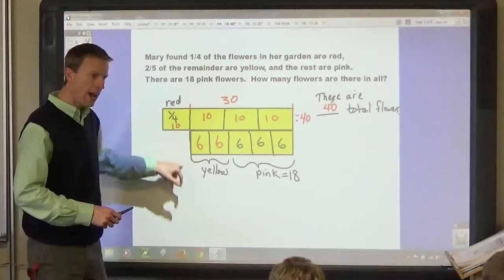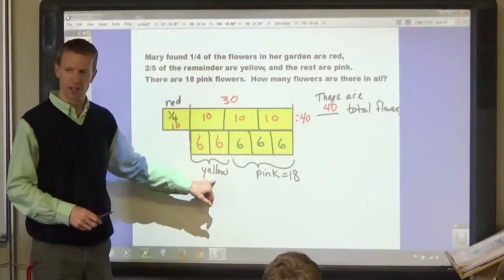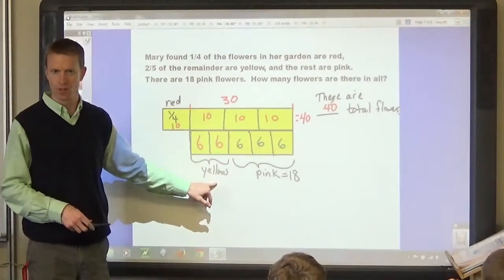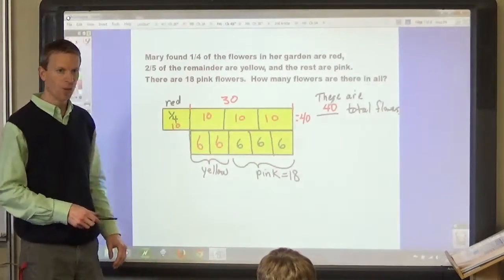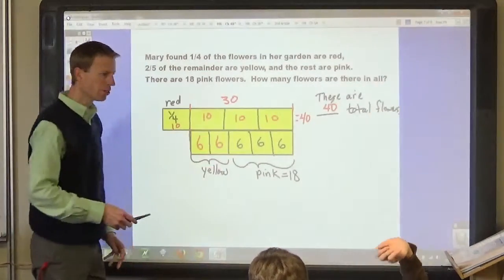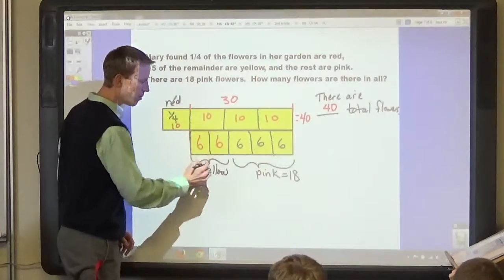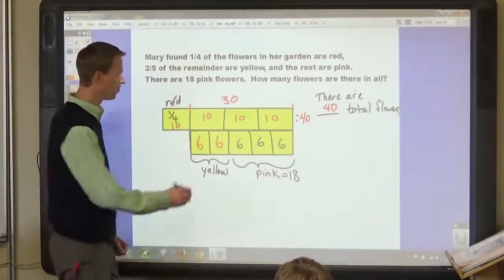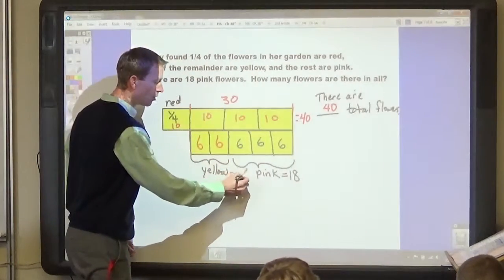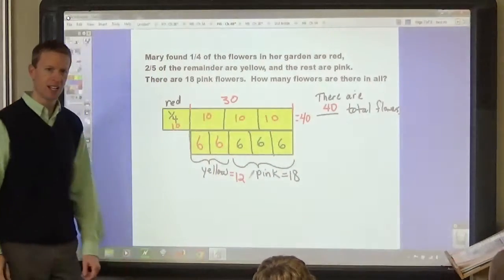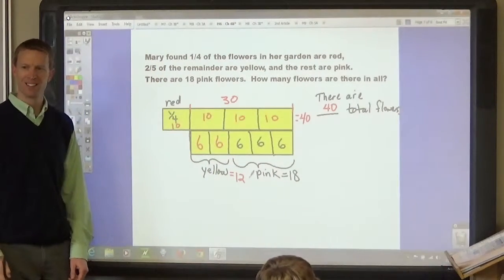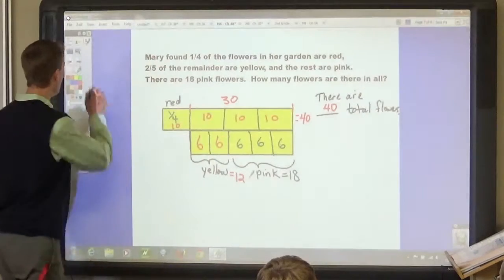You were right, we don't add all these numbers up, do we? No. We're using this as a model to show there's some red ones, there's some yellow ones, and there's some pink ones. 10 plus 12 plus 18. That's what we were looking for, right? Good. One more.